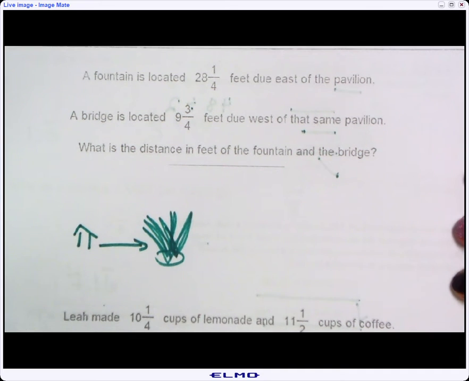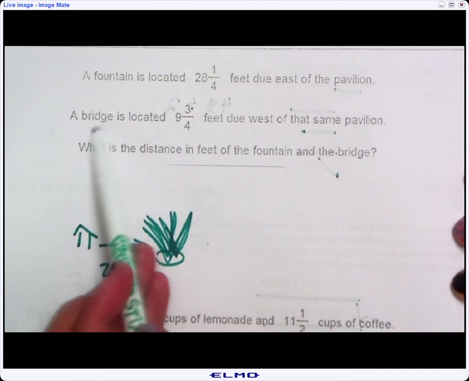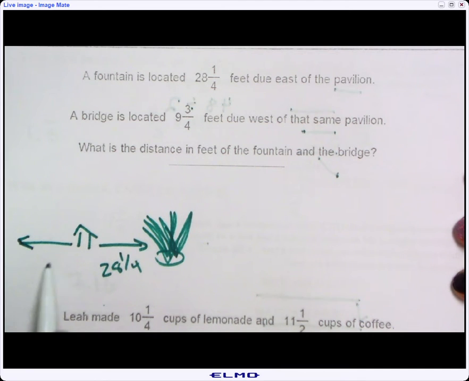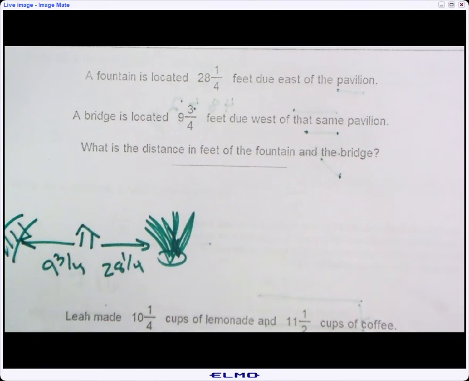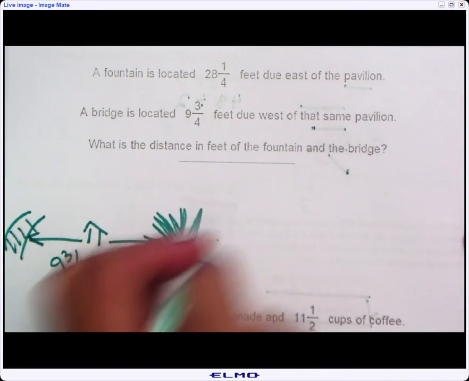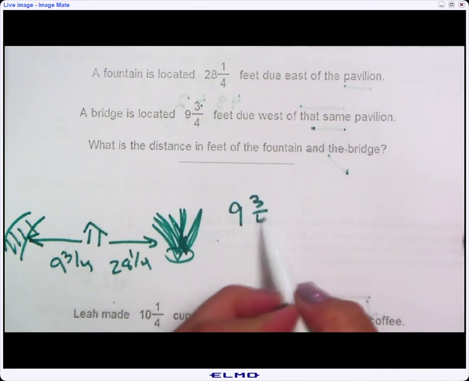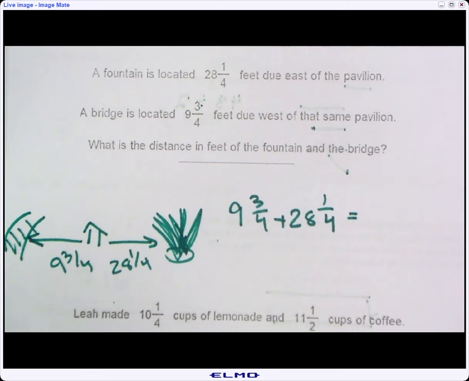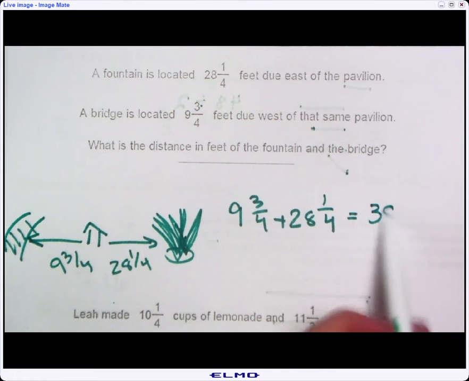So we're just going to pretend that this is a fountain. 28 1/4. And then the bridge is located 9 3/4 feet due west. So that's the opposite direction. Here's my bridge. So they want to know the distance from the fountain to the bridge, and I can see really clearly with my picture, oh, I just have to add the distances up in order to get my answer. So go ahead and put that in your calculator if you need to pause this video to make sure, but I get an answer of 38 feet.